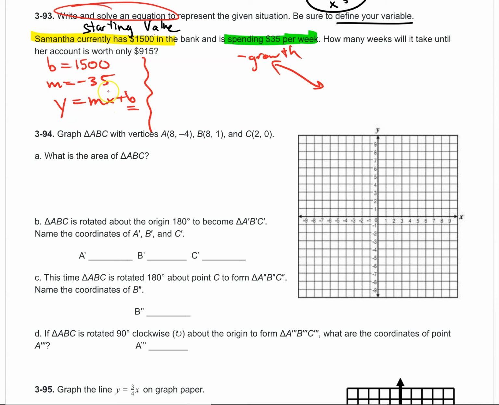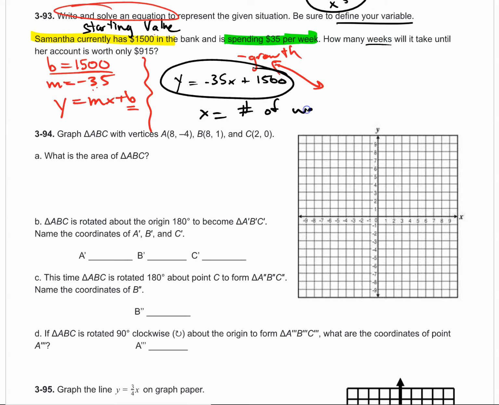Right, the starting value or the y-intercept is how much she started with, and the slope is how much the account is growing, in this case decreasing, negative 35. So y equals negative 35x plus 1,500. All right, we need to define the variables. X is going to be equal to the number of weeks. Right? Negative 35 times the number of weeks plus the starting value. So this will tell you how much she spent, or in how many weeks.